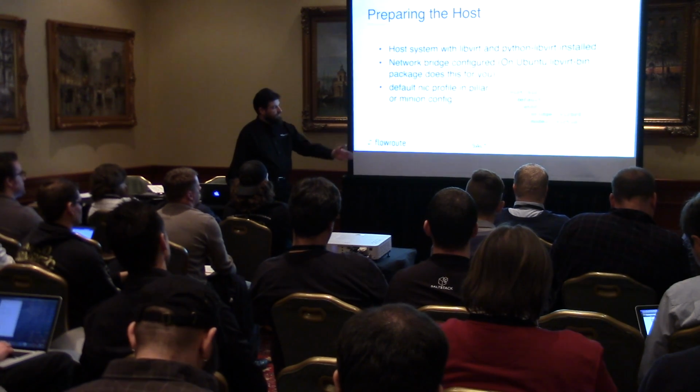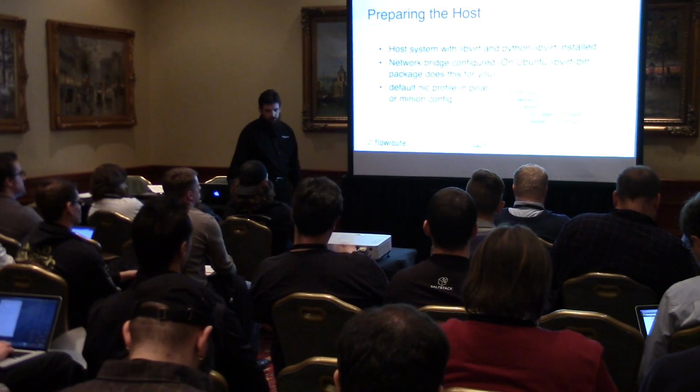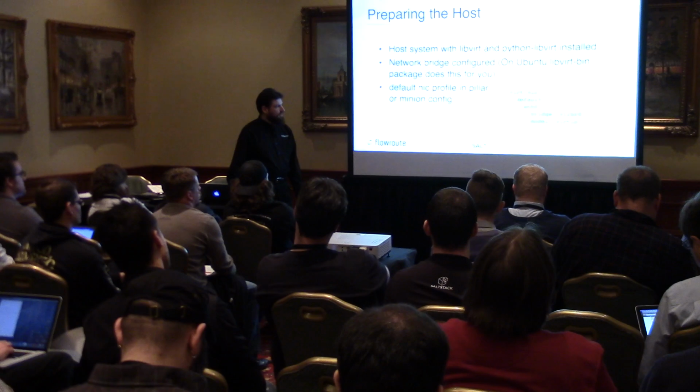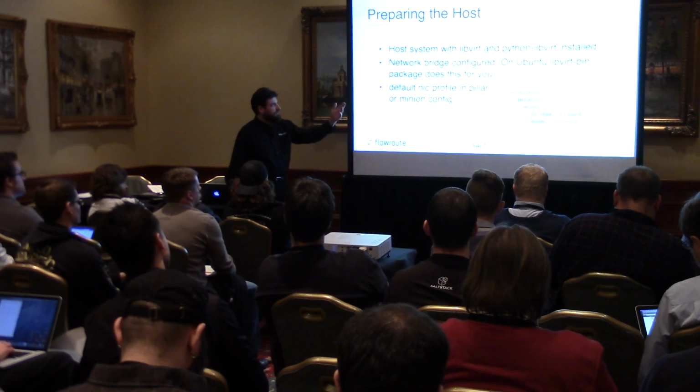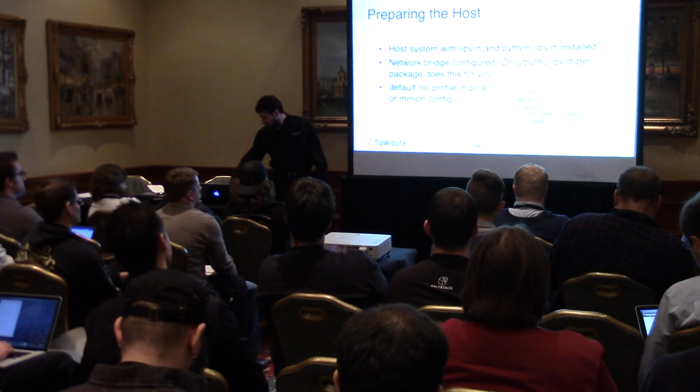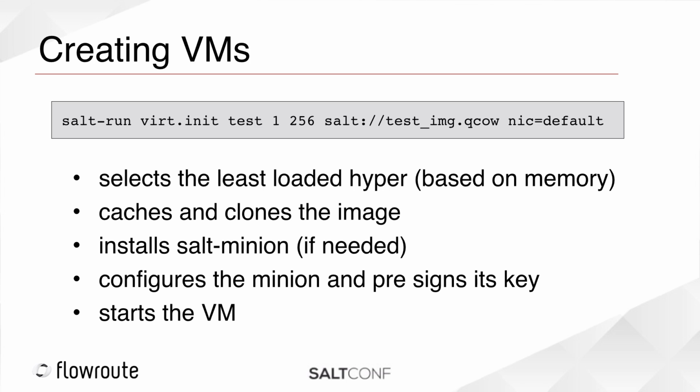So you could have multiple Ethernet interfaces pointing to different bridges for different networks. You can have different profiles, and then in that case you would need to define your NIC profile. So what does this do? It'll select the least loaded hypervisor host based on memory at this point.